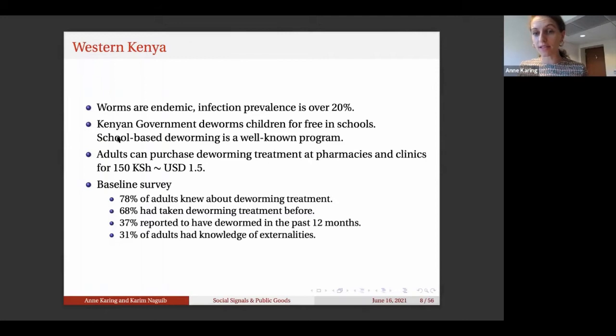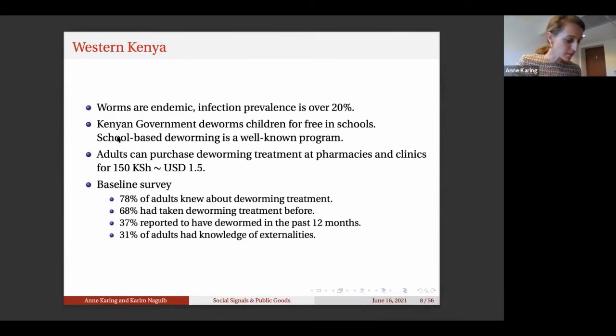Over 20% is the infection prevalence in our study area. However, on a more fine grade level, because we're working across three counties, we're currently trying to get access to the data from KEMRI to actually do our own estimations on that, and also to say something about to what extent we may have reduced that. So I can't really say more on that right now.